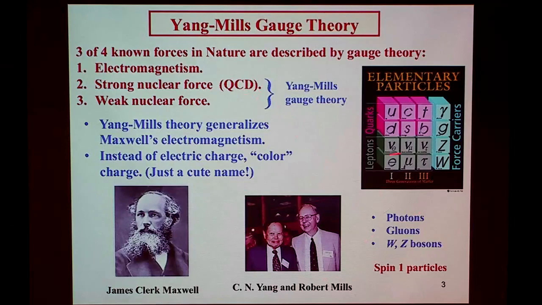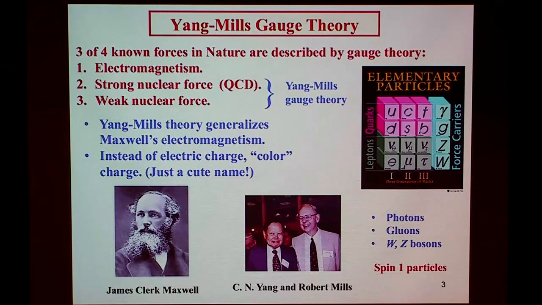Okay. So 3 of the known forces of nature, they're described by what are called gauge theories. We, of course, know about electromagnetism. There's a founding father, Maxwell. And then there's the strong nuclear force, QCD. That, of course, David won the Nobel Prize, of course. The weak nuclear force. And together, these 2 are described by what are called Yang-Mills gauge theory. They're generalizations of electromagnetism.